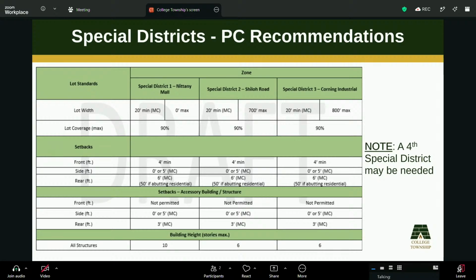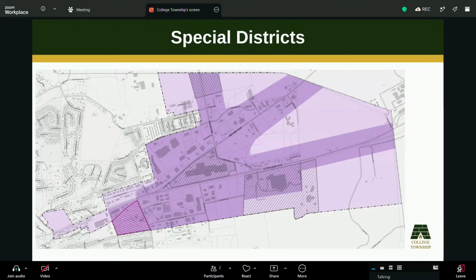Can we see the regulating map? How big is the Nittany Mall special district? Is it limited to the Nittany Mall property? It's just that parcel, the boundary of the property. And the Shiloh Road? Shiloh Road is really the corridor, from Benner Pike to the interchange, and it's further down, really to the Benner Pike, Trout Road boundary. Okay, very good. That's true, you're right. And then Corning is just the Corning property, again, the boundary of the property?